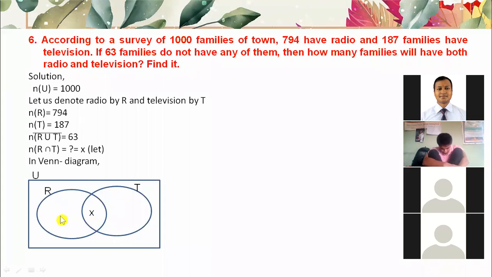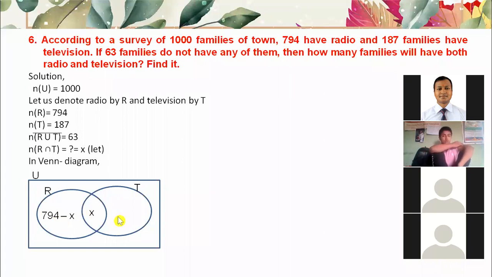Now what is remaining that we have to write here? We have to write the remaining part here. Out of 794, by subtracting x, we will get the remaining part. That we have to write here: 794 minus x. Why do we subtract it? Because x comes in the common region of both R and T. Up to this end, it is 794. After x has gone to the common region, we have to subtract it to write this remaining region.